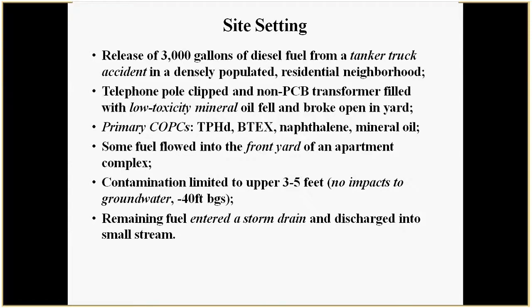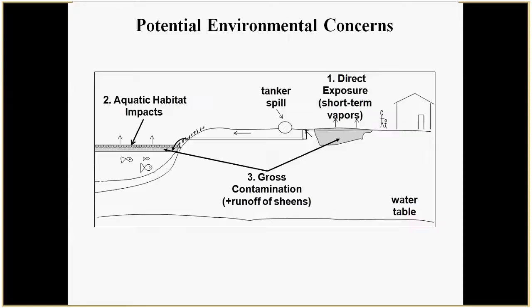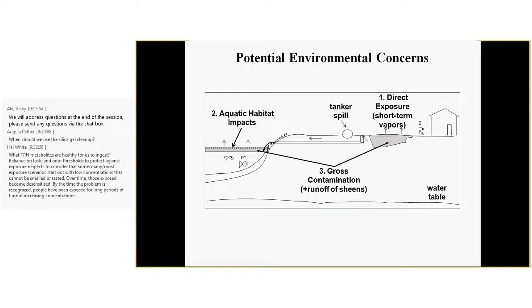Some of the fuel flowed into the front yard of an apartment building. Contamination is limited to the upper 3 to 5 feet. There's no concern about groundwater, about 40 feet deep. The remaining fuel went into a storm drain and then into a small stream. Potential environmental concerns are, first, direct exposure, especially to short-term vapor emissions, for the residents and workers trying to address the spill. Second was runoff in the storm sewer into the stream, with impacts to aquatic habitats. And third, again, just gross contamination, which I guess would be more related to long-term vapor emissions if you don't do anything at the site.